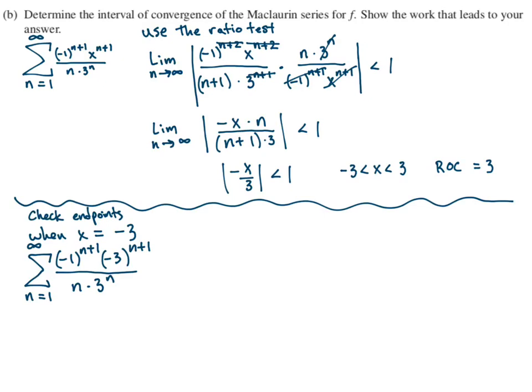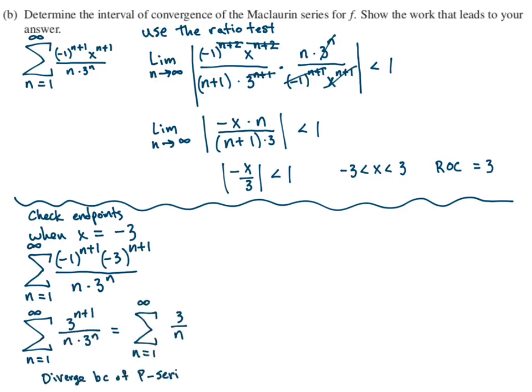So if I plug in a negative 3 for the x, I get negative 1 to the n plus 1 multiplied by negative 3 to the n plus 1 all over n, and then 3 to the n. So we can combine those a little bit. The negative 1 and negative 3 are both being raised to the n plus 1 power, so I can multiply those two together. And so that would give me 3 to the n plus 1 all over n multiplied by 3 to the n. A little bit of reducing, and I get 3 over n, and that would diverge because of the p-series test. That's the easiest test to use.